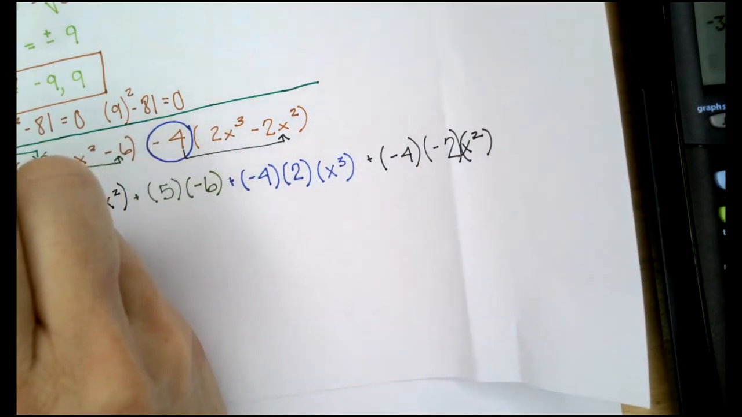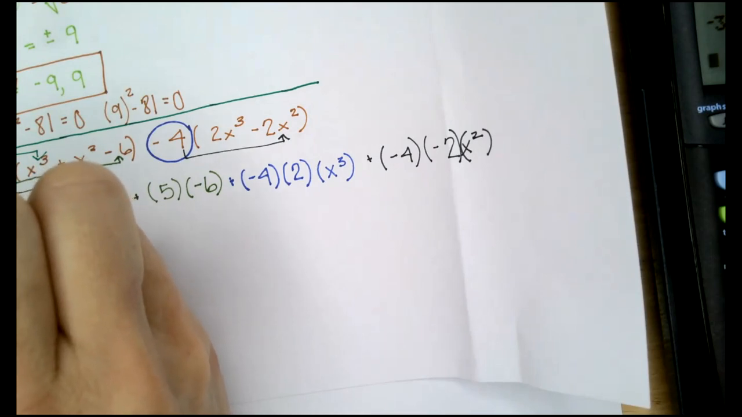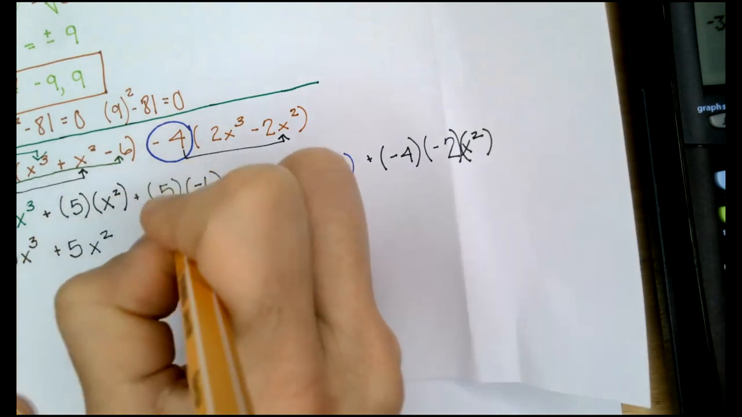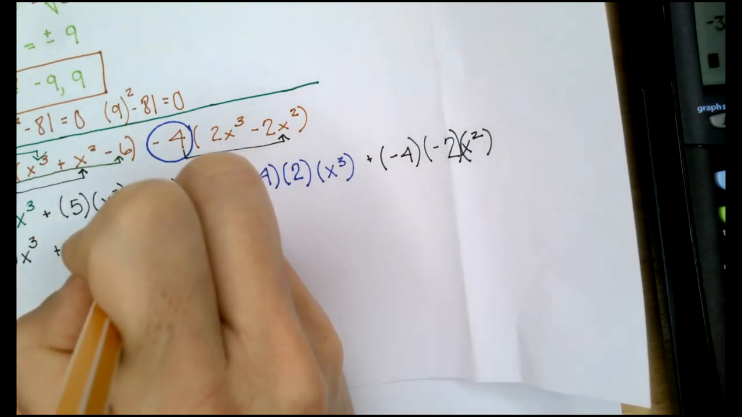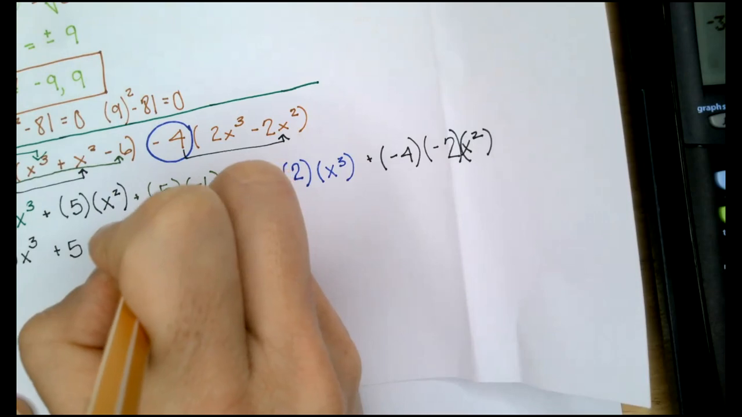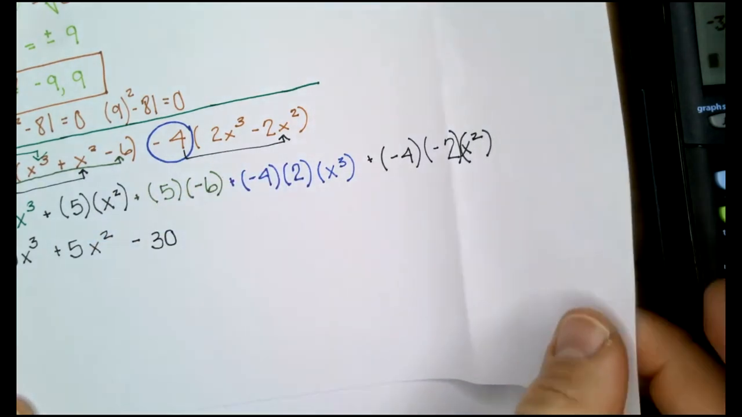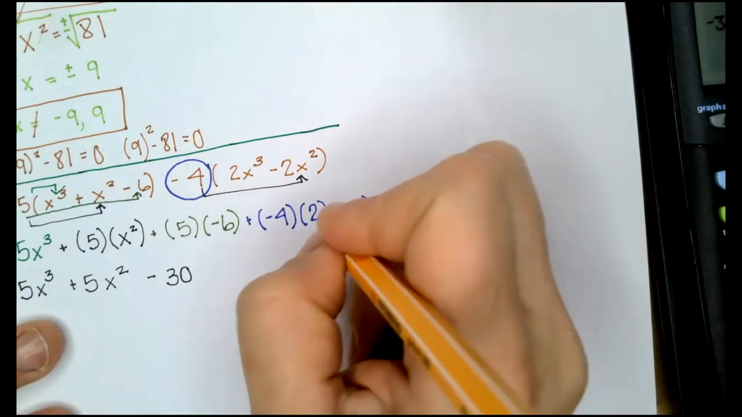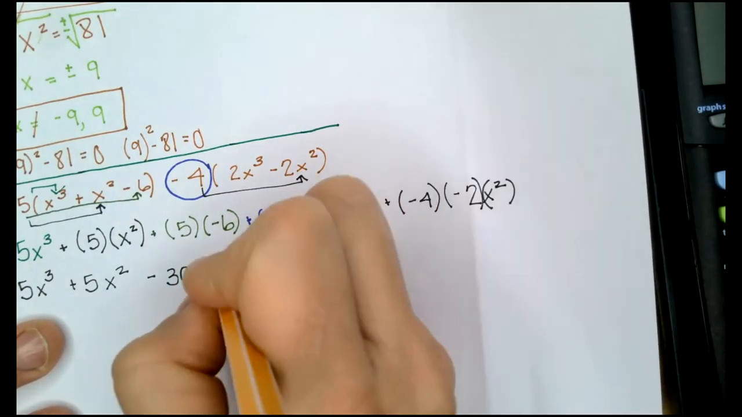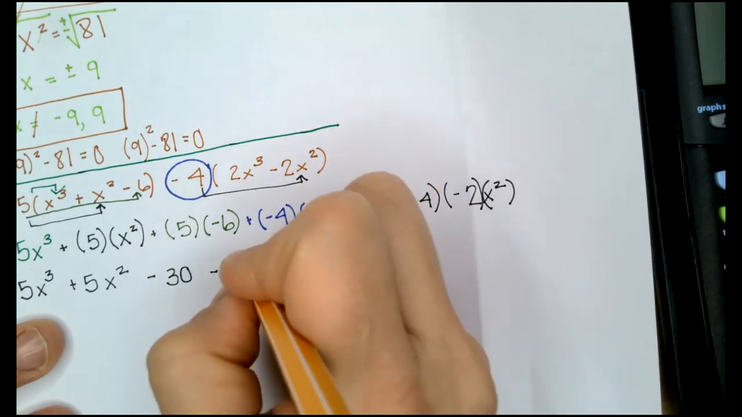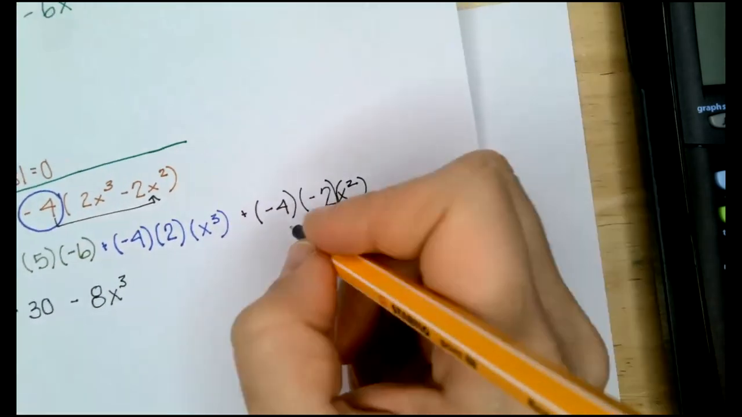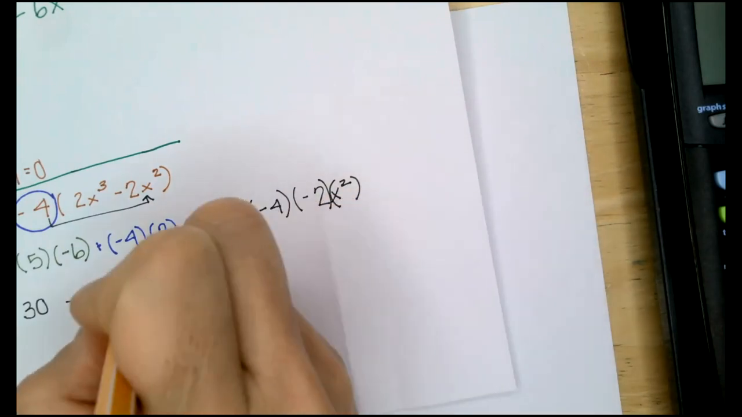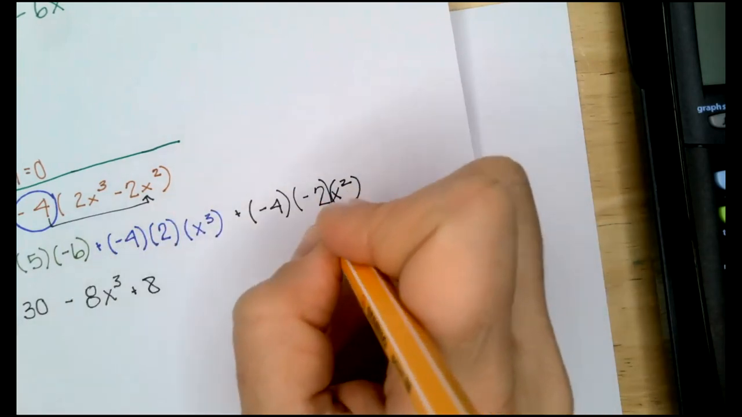Anyway, doesn't matter. 5x to the third: 5 times x squared is just a positive 5x squared. 5 times a negative 6 is going to be a negative 30, right? Negative 4 times 2 is going to be a negative 8x cubed plus 4 times negative 4 times negative 2 is going to be another positive 8x squared.